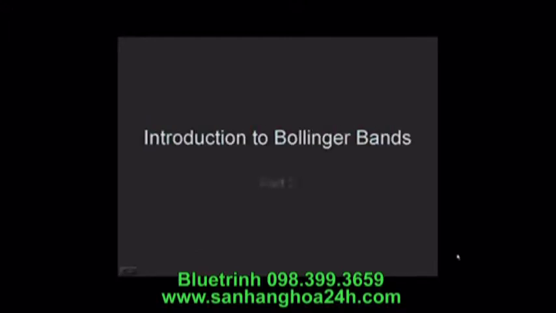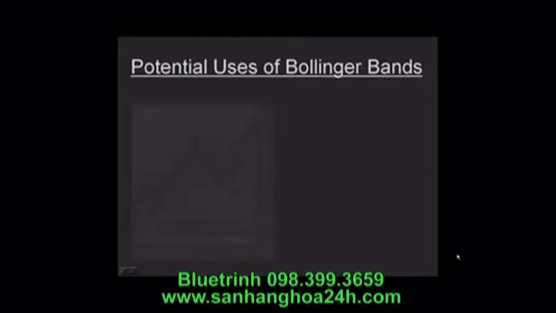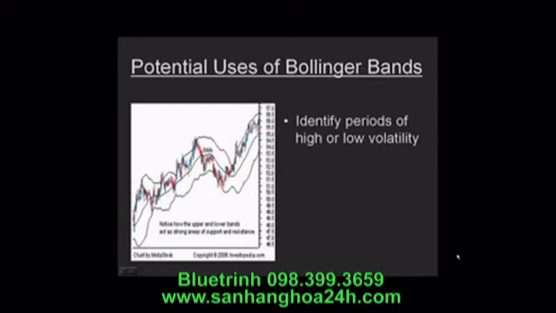So, what we are here to do today is continue our study of Bollinger Bands. This is the second part of our Bollinger Band study. Last time we talked about the potential uses of Bollinger Bands. First and foremost, we use Bollinger Bands to identify periods of high and low volatility.